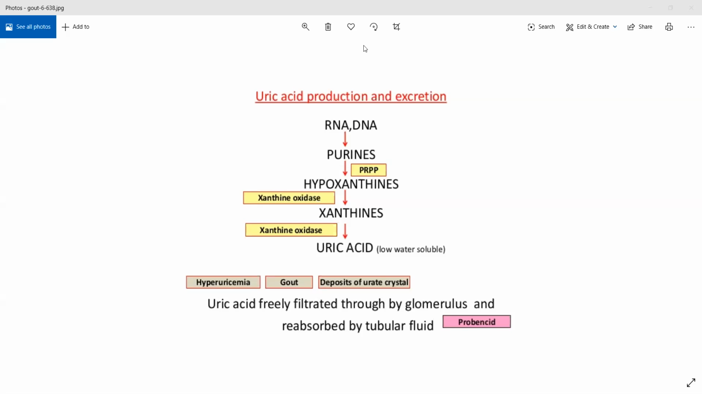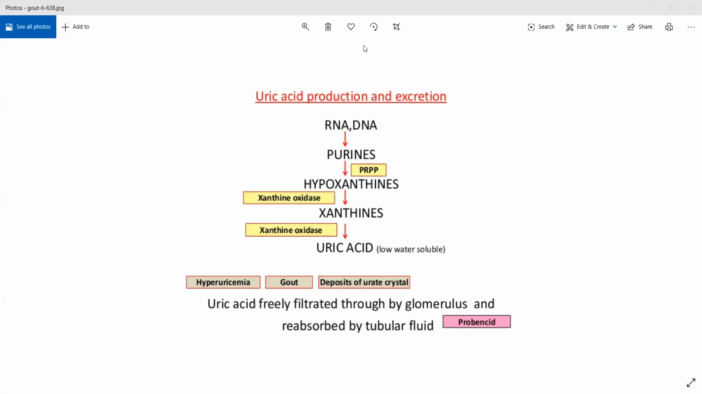That is the significance of uric acid. It is very helpful in maintaining the pH of your body fluids, specifically your blood. Now, how uric acid is formed: whenever RNA and DNA are breaking down, whenever a cell dies or RNA and DNA is broken down, you get purines.